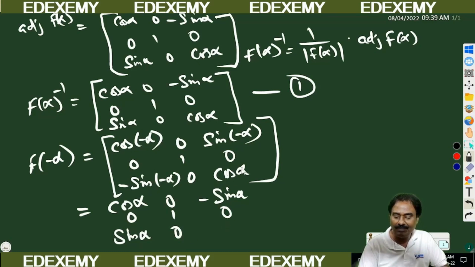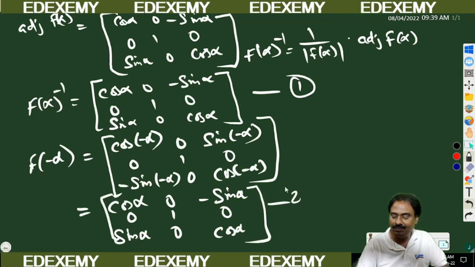Then you have to put cos of minus alpha here. Okay, cos of minus alpha. Wherever alpha is there, you have to put minus alpha. Therefore, here also you have to put minus alpha. Cos of minus alpha is cos alpha. Okay, now this is the f of minus alpha.